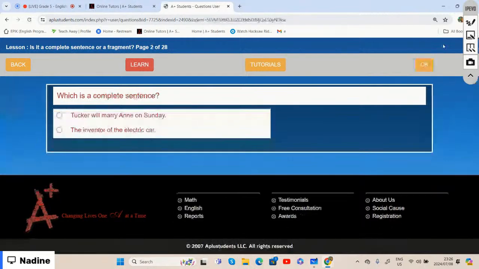It's missing a verb. We need to say which one is a complete sentence. A complete sentence, right? It has both a subject and a verb. It says Tucker will marry Anne on Sunday. Or is it option two, the inventor of the electric car? We need to select the complete sentence.